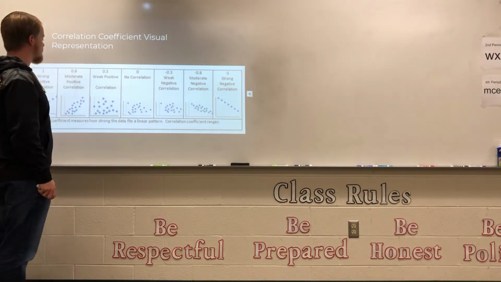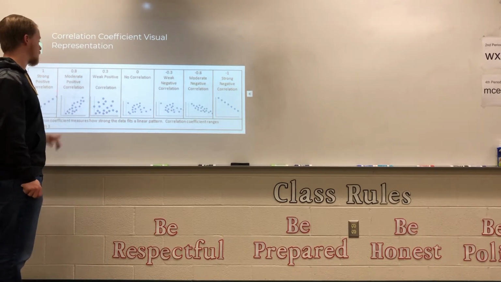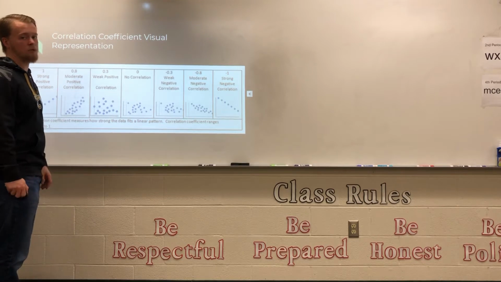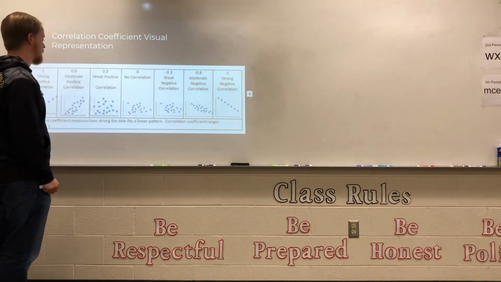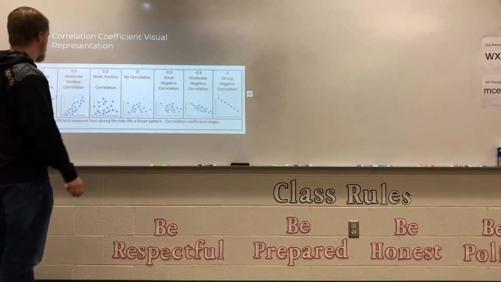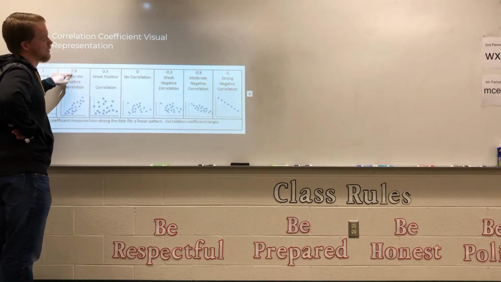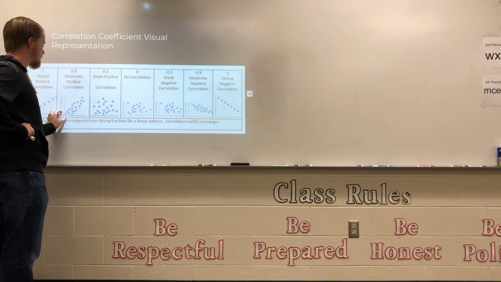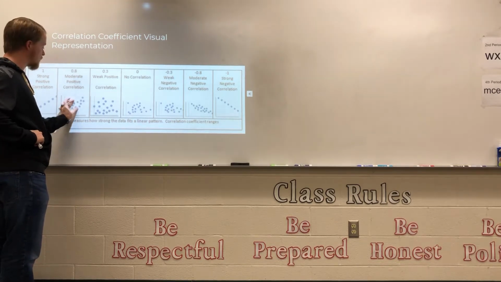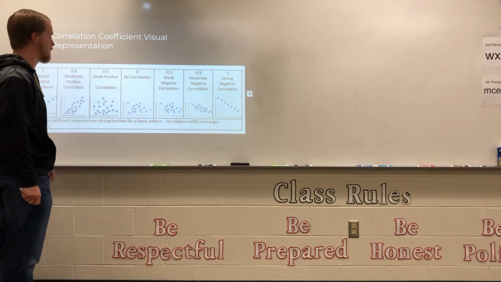We go to point 8. This says moderate, but this is really just a strong as well. As far as Algebra 1 goes, we'll just talk about those 4 different types. Strong positive, strong negative, weak positive, weak negative. So point 8, as you can see, there's still a very obvious direction this is going. They're not in a straight line, but the direction is very obviously going in a positive direction. So that's another strong positive.